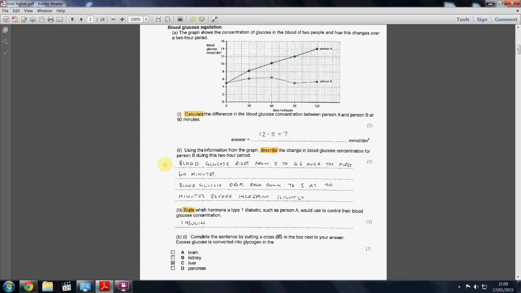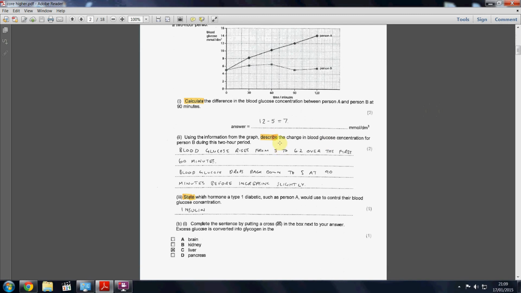Part 2 says, using information from the graph, and you can see throughout this paper I've highlighted some of the command words, describe the change in blood glucose concentration for person B during this 2-hour period. No point talking about person A at all. So it's a 2-mark question, so I'm looking for two things.